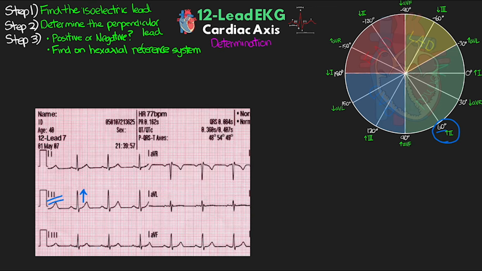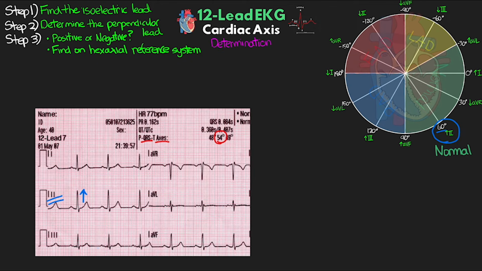We can also see that it's within the normal axis, which we'd expect with a normal EKG here. Again, we can compare this to the computer's interpretation, which has the QRS axis at 54 degrees, which is pretty darn close to what we just determined, so we also agree with it.